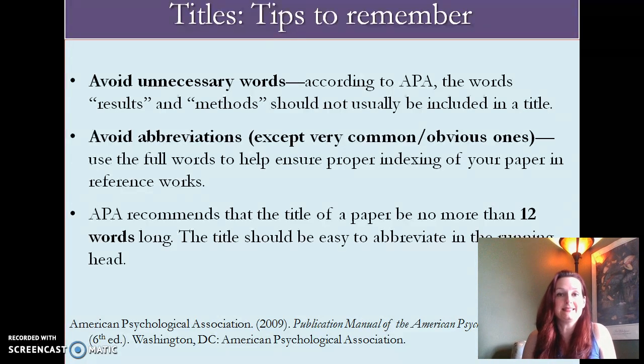Now, an abbreviation like DNA is probably okay. The CDC maybe would be okay because, you know, most people certainly in nursing are going to know what that is. But beyond those really, really obvious ones, you're going to want to avoid that. APA also recommends that a title be no more than 12 words long. So that's a good rule of thumb. It doesn't mean you can't go one word over if you absolutely need to, but it's just a good rule of thumb. And the title should be easy to abbreviate in the running head. So there should be kind of a nice little stopping point there where it still kind of makes sense, because normally you can't fit a whole title into a running head.